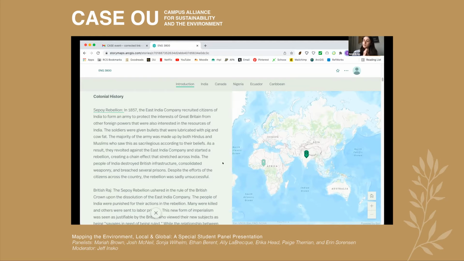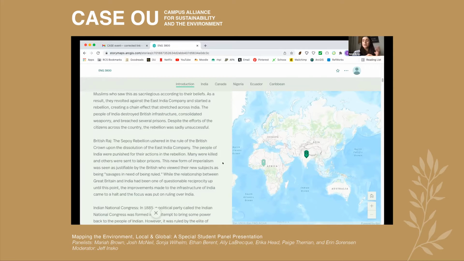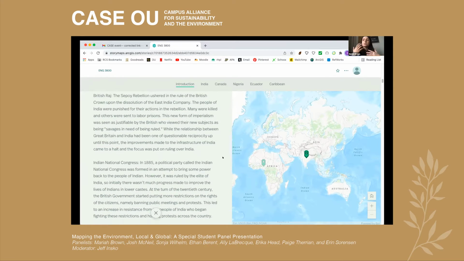So this ushered in the British Raj, and this is where we see it move from colonialism to really just imperialism. Because up until this point, Britain was interested in developing India as a country, and now it was just about ruling them and continuing to exploit their resources.